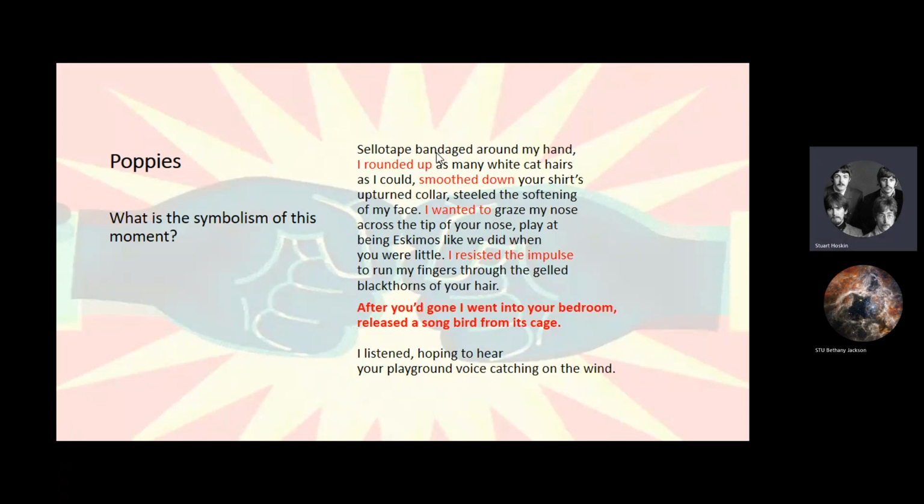A bit harsh on a mother, really, isn't it? But can you see it that way? Why a songbird? What does a songbird do? It just sings, it entertains, it's just for people's pleasure. Caging up a songbird is a bit of a selfish act, really, isn't it?